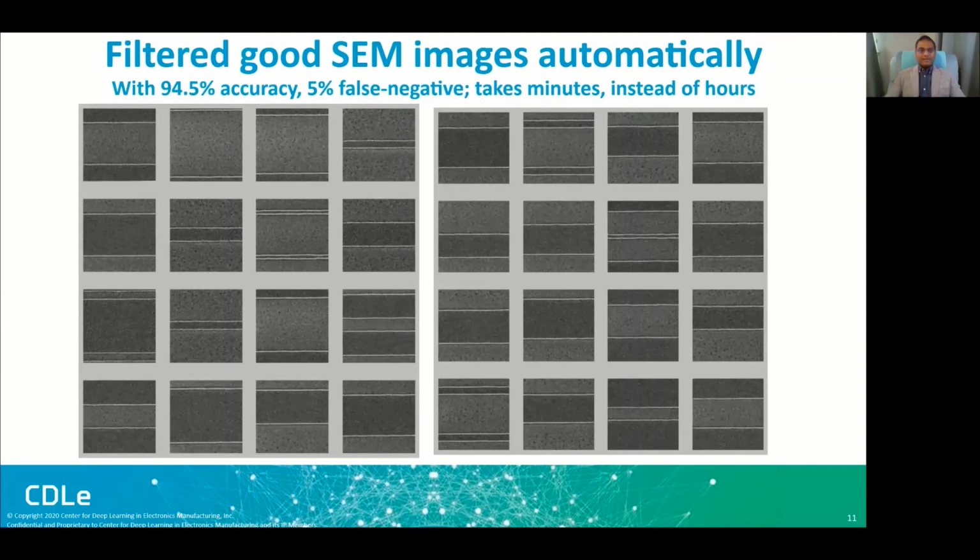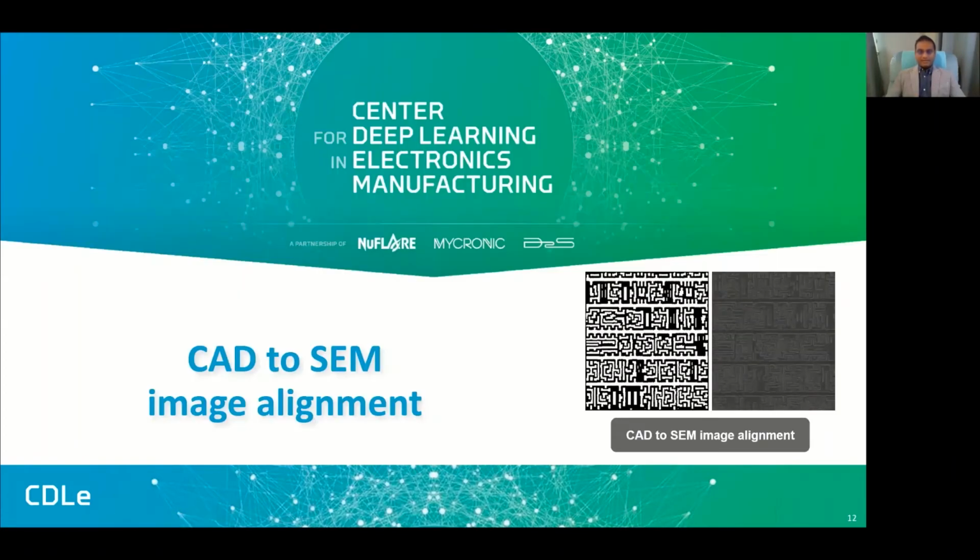That too with 94.5% accuracy and a very low false negative. And on our workstations, it took only minutes, with one average GPU instead of 4.5 hours. This was pretty incredible. Now I will move to my second tool from the tool set, which is CAD to SEM image alignment.